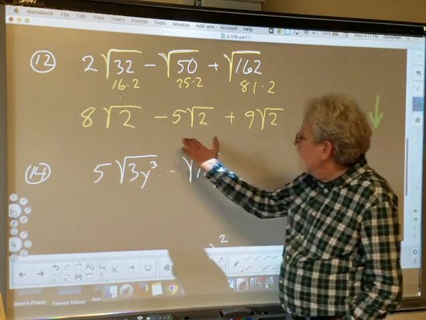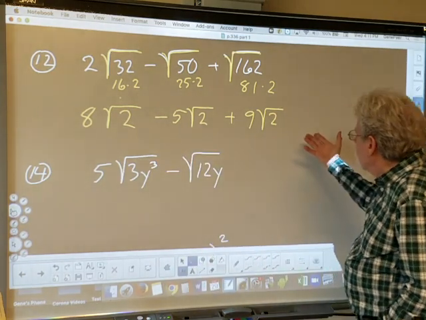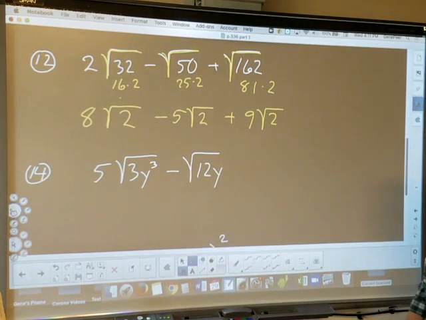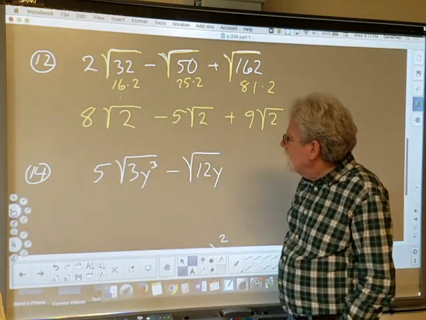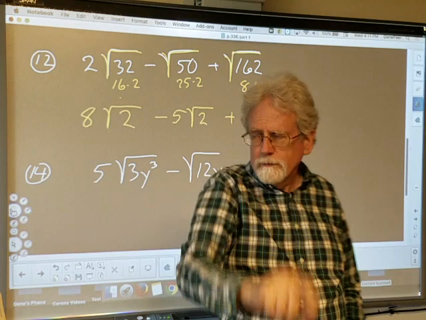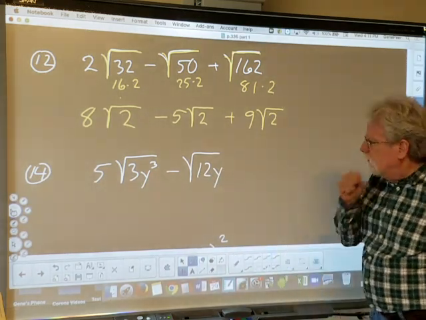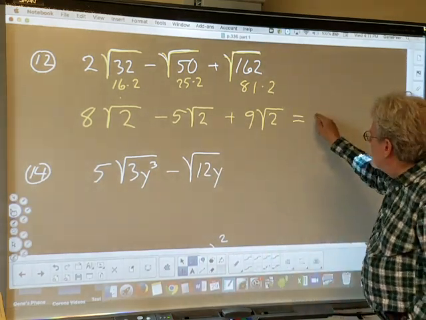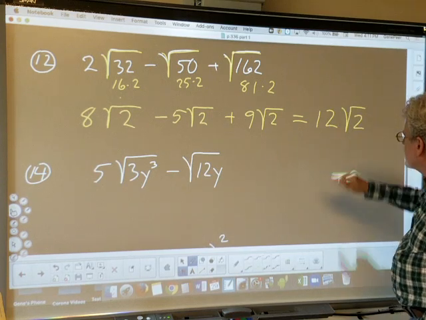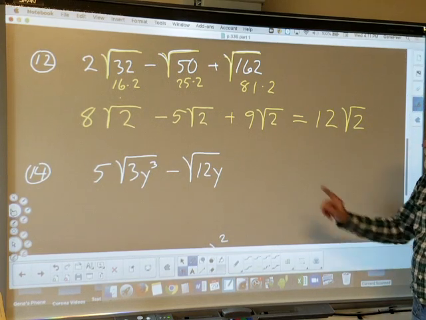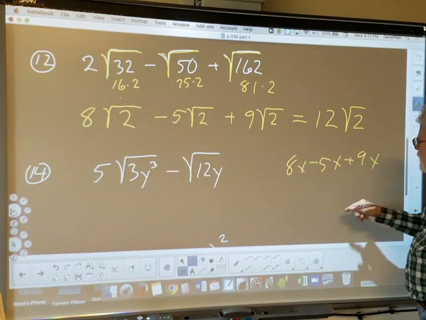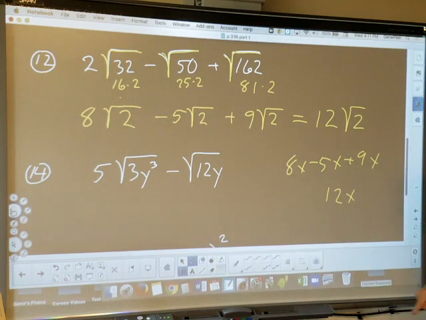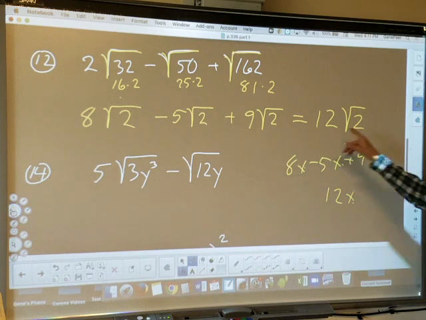And now we look at this, we say, oh, they're all like terms. Yes, they are all like terms. I have 8 of these guys, minus 5 of those guys. That's 3 of those guys. Plus 9 of those guys gives me a total of 12 of those guys. Just as if we had 8x minus 5x plus 9x, we would have 12x. But instead of x, we have square roots of 2.